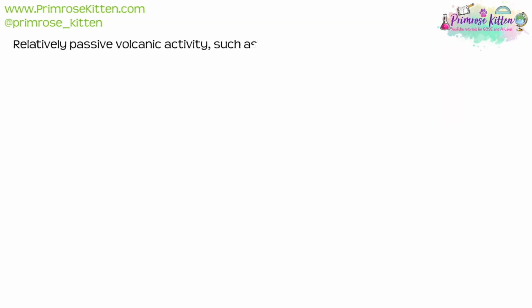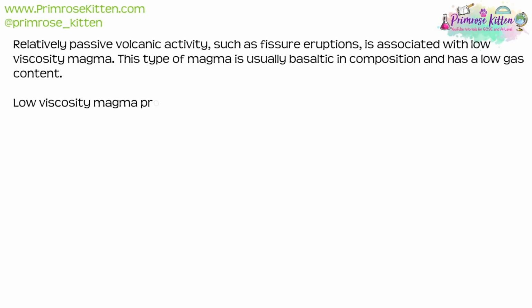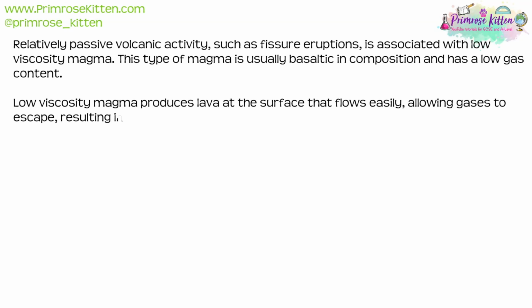Relatively passive volcanic activity, such as fissure eruptions, is associated with low viscosity magma. This type of magma is usually basaltic in composition and has a low gas content. Low viscosity magma produces lava at the surface that flows easily, allowing gases to escape, resulting in relatively gentle eruptions.